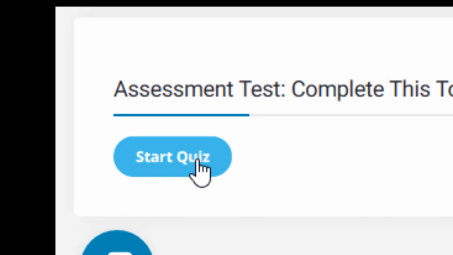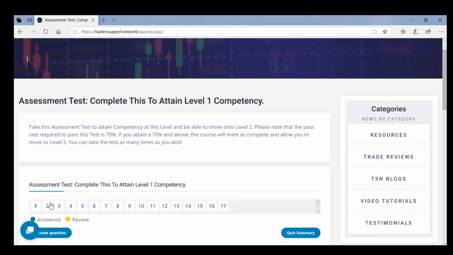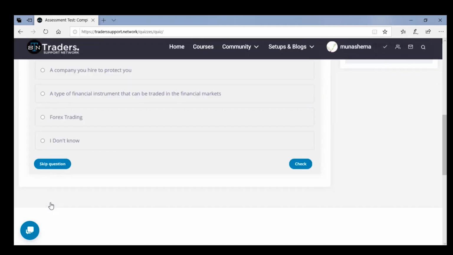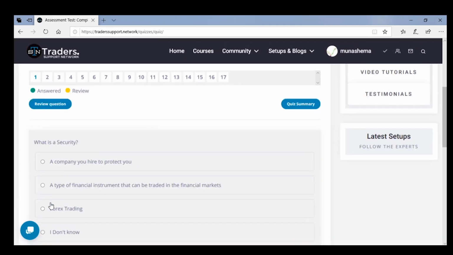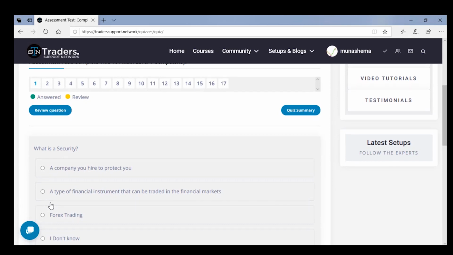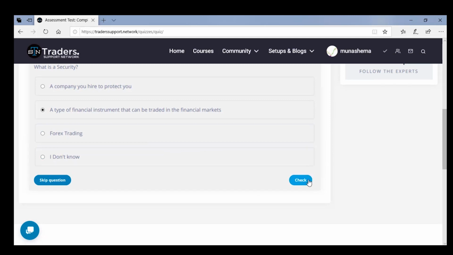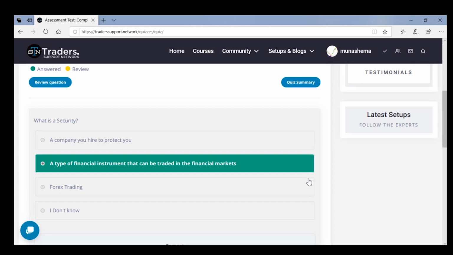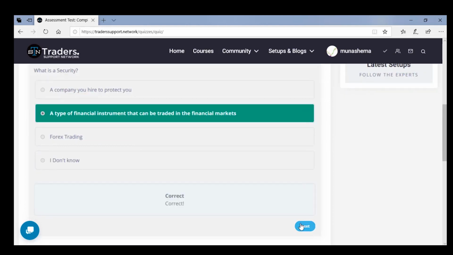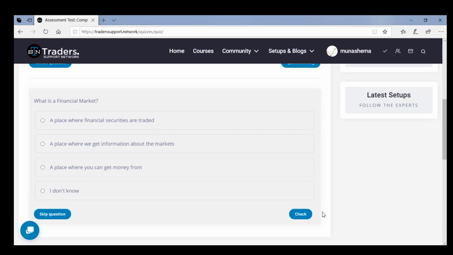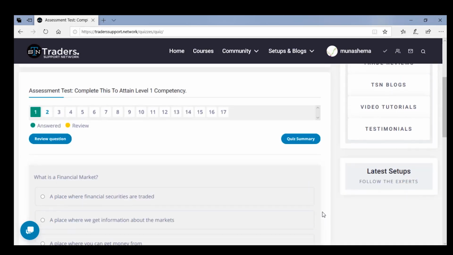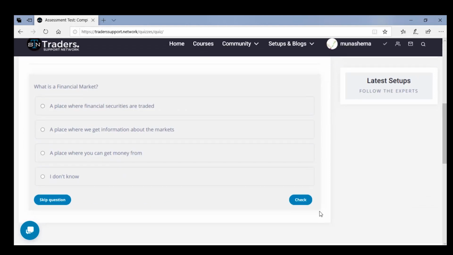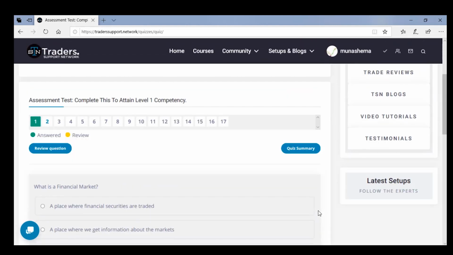It's a matter of just selecting. It's multiple choice. Just select A, then you click check. Okay, you got that correct. Next, you check. One by one, you get to finish off stage by stage, all the way till the 17th question. Once you are done with this, you're ready for level number 2.